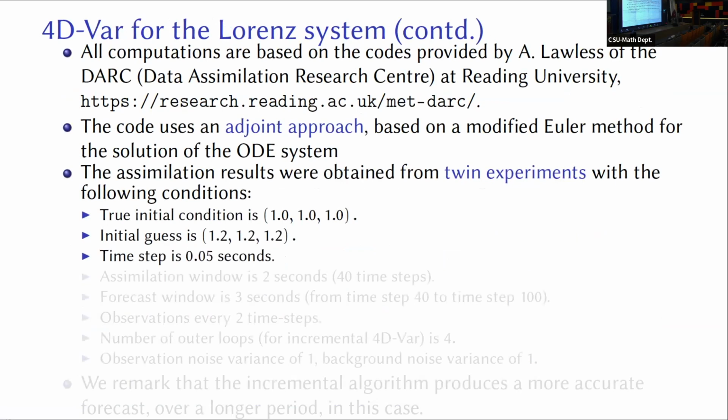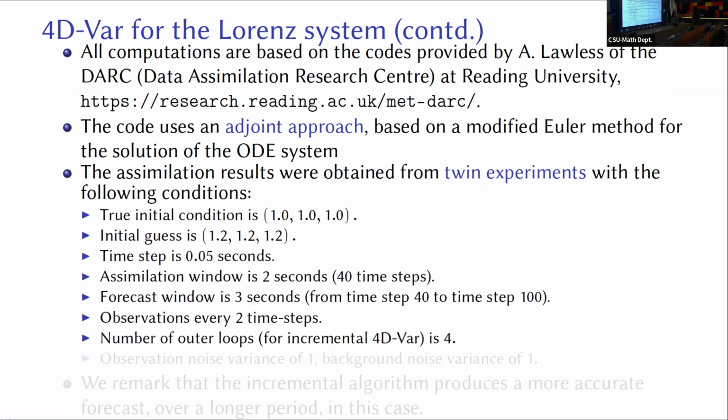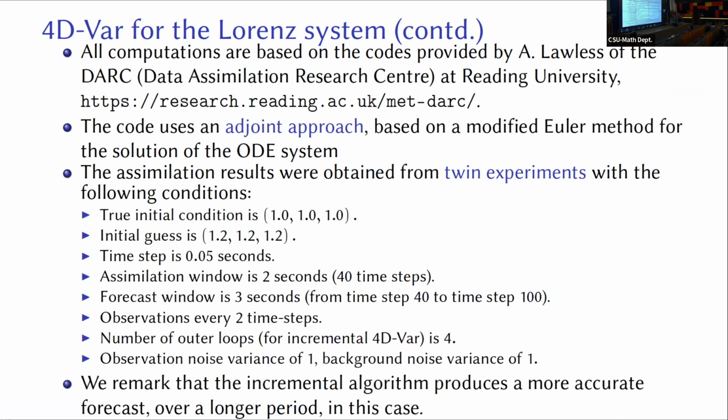I give the reference to these codes. The code that I use here, because I don't pretend that I can write a 4D-Var code, which is quite complicated, comes from the UK Met Office, the Meteorological Center, in Reading. They put a lot of their codes online now. They're not the only ones. There are many codes; I gave a list on the website. It uses an adjoint approach based on an Euler method, which is a very simple method for solving the ODE system. And we do what are called twin experiments.